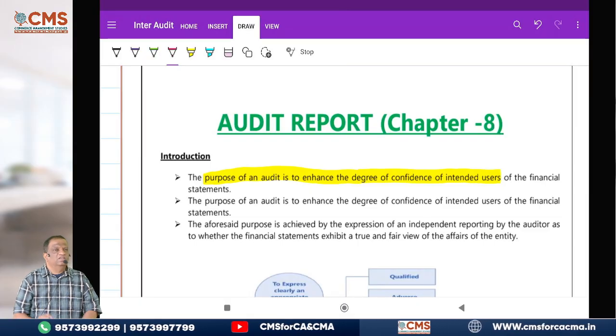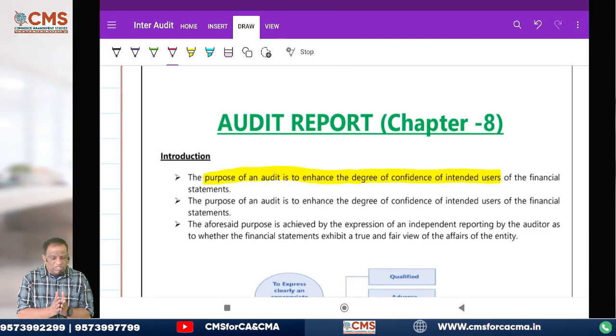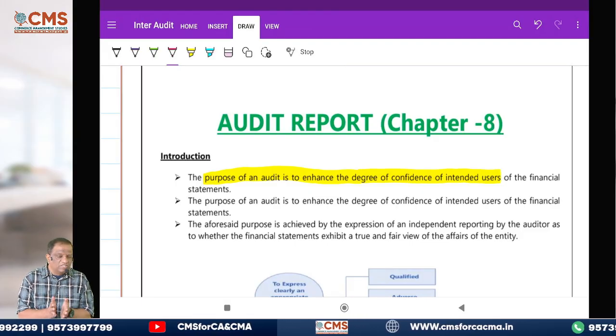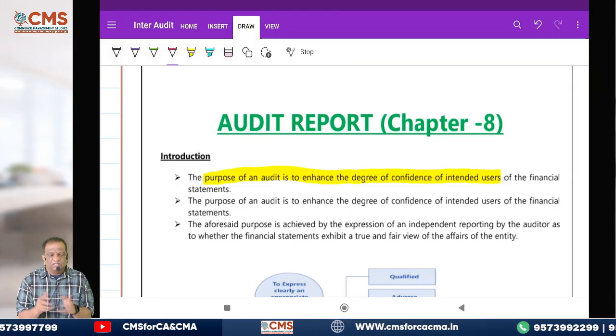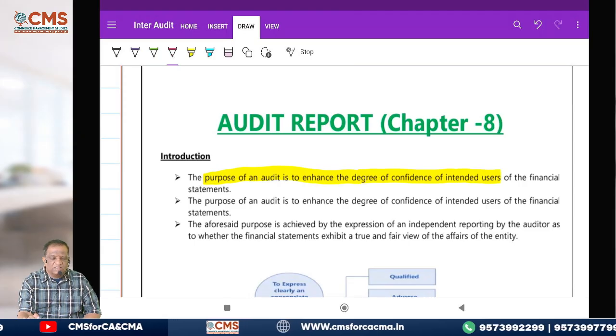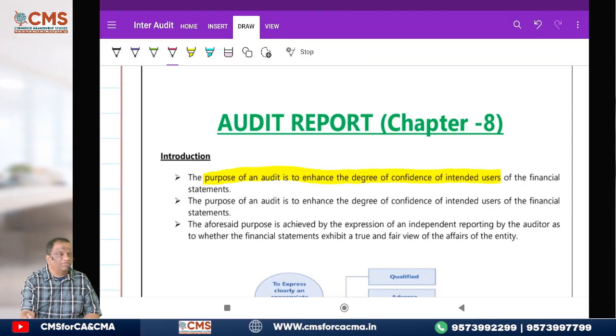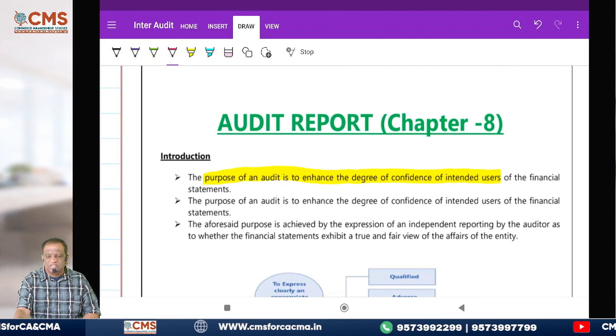Then in this, what are the contents that we have? I am repeating. In this, you basically have the 700 series standards, which deal with the audit report, and you have CARO. If you cover these two things, then you have covered your audit report concept. In this series of standards, the first one is SA 700. Now under SA 700, we discussed it yesterday itself.